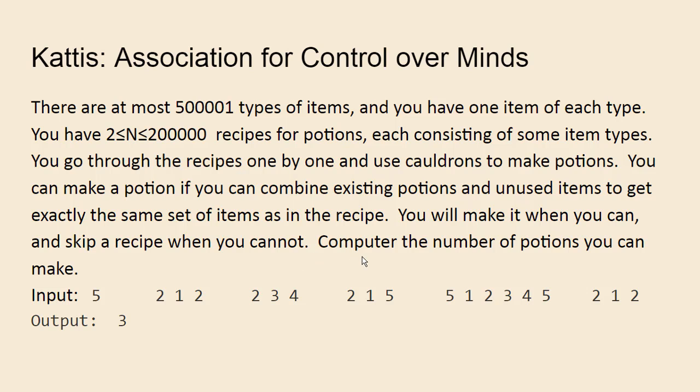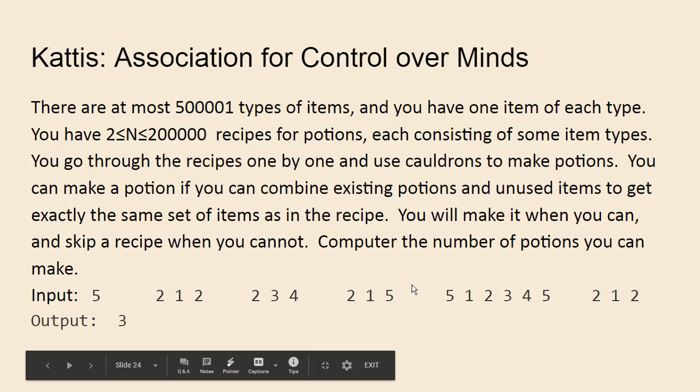Now the third one is 1 and 5. We already used 1 for making the first potion, and 5 has not been used, but we cannot make this potion because the only way to use 1 is to take the first potion, but that means that we also use 2. That cannot be done. That's not allowed, so we cannot make the third potion.